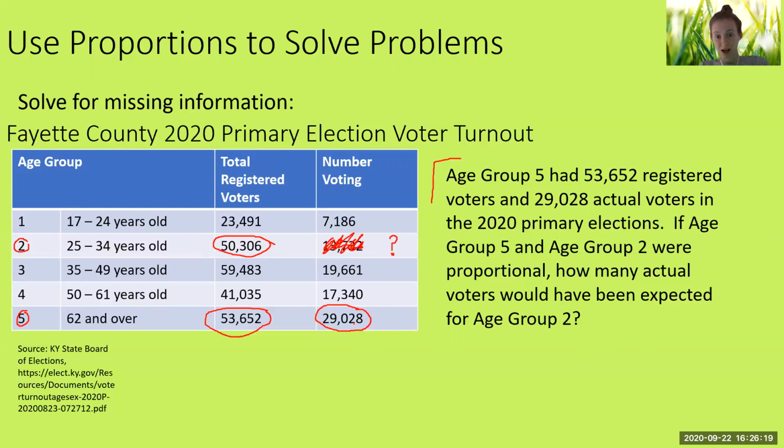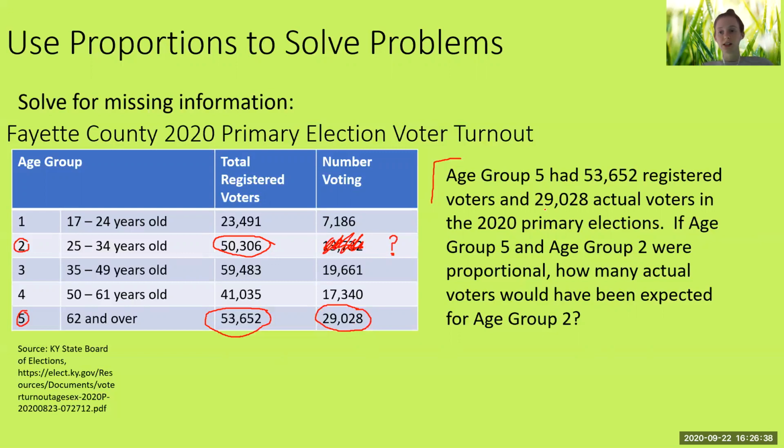Before I scribbled it out, we know it's like 13,000 something, right? So we know it's actually much lower voter turnout. But let's do the calculation now that we have an estimation. So let's set this problem up.